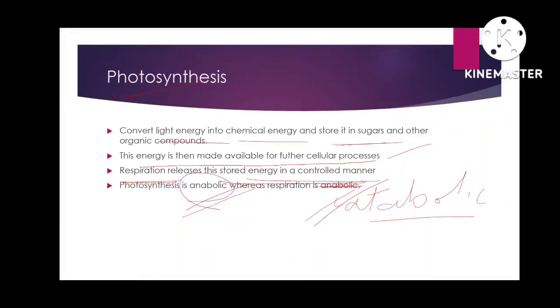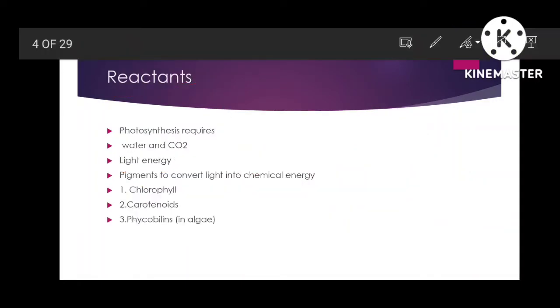Now moving ahead, we have the reactants required for photosynthesis, right? Now photosynthesis requires water and carbon dioxide, light energy, and pigments, right? But we have to know where all these things are coming from, because it can sometimes be very tricky to solve in MCQs, right?